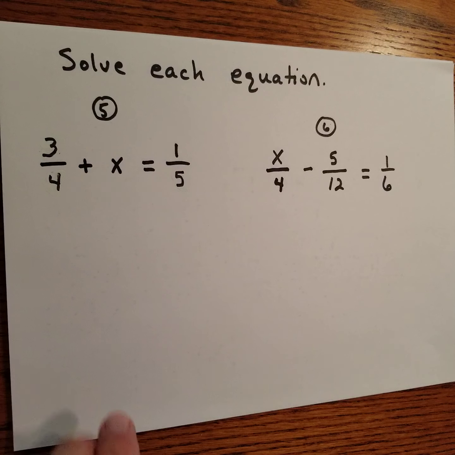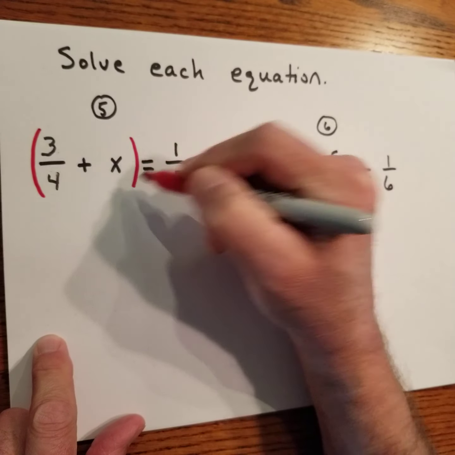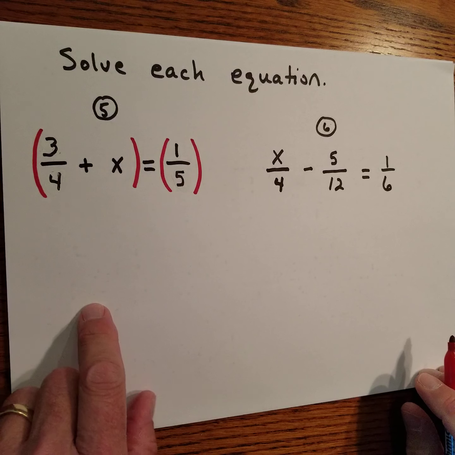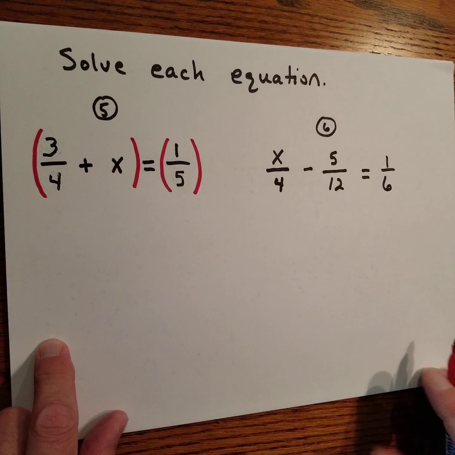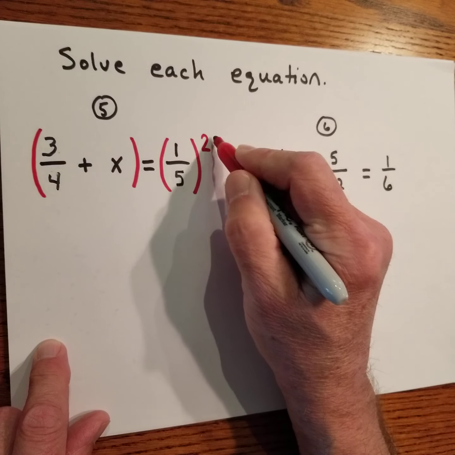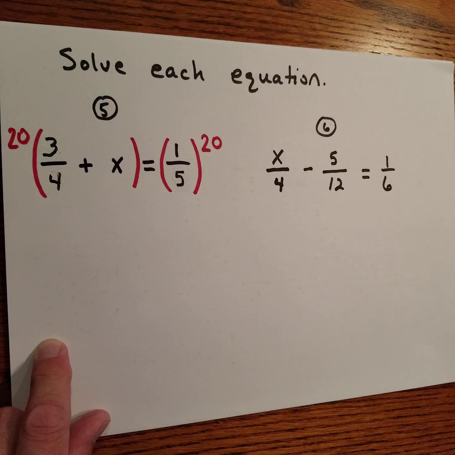When solving equations with fractions, our first step is to multiply both sides of the equation so that we eliminate the fractions. Multiply by the common denominator. Common denominator for 4 and 5 is 20. We'll multiply both sides by 20.